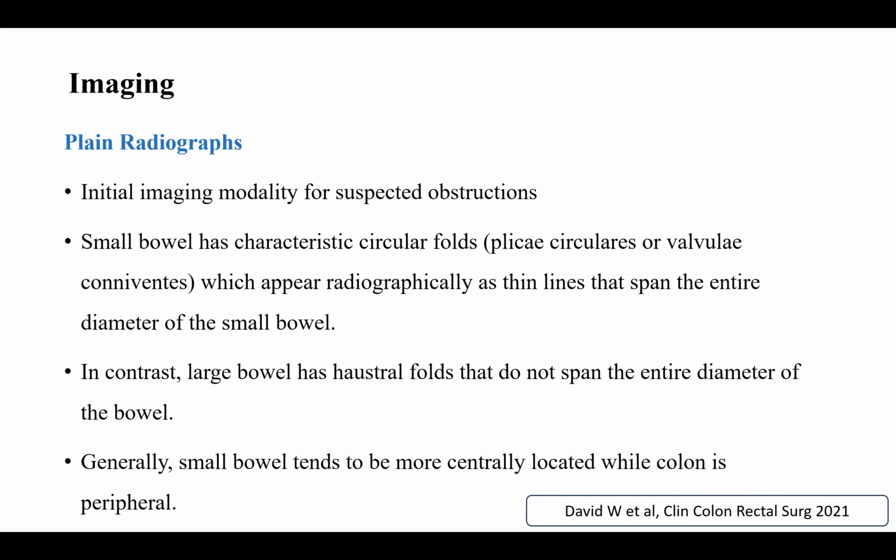Plain radiographs will be the initial imaging modality for suspected obstruction. In plain radiographs, the small bowel has characteristic circular folds, that is plicae circulares or valvulae conniventes, which appear as thin lines across the entire diameter of the small bowel. In the large bowel, there will be haustral folds, but they do not span the entire diameter of the bowel. Generally, the small bowel is centrally located and the colon is peripheral.